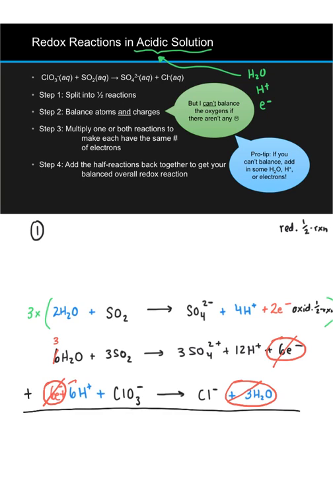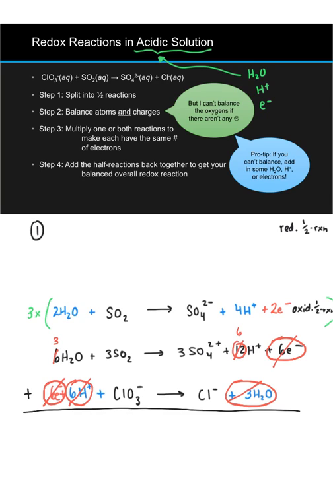We have 6 H pluses on the left-hand side. We can take away 6 from each side. But again, that doesn't deplete all of the hydrogen ions. On the right-hand side, we still have 6 left. Everything else is a unique substance.